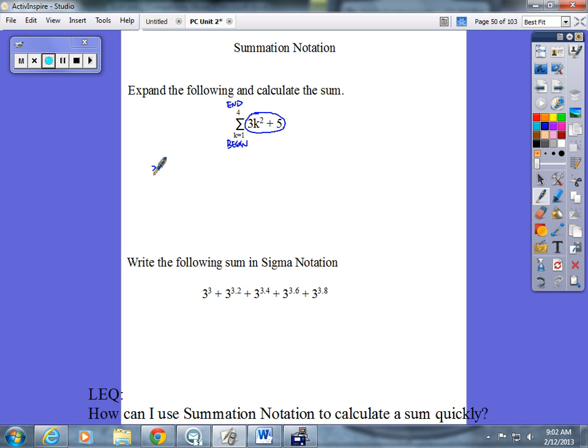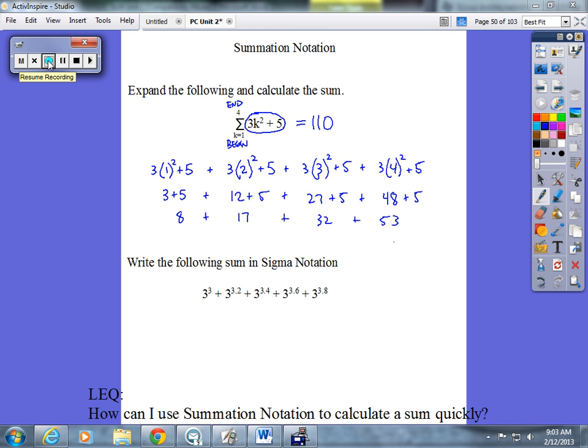So basically what I would do is I would start 3 times 1 squared plus 5, because it starts at 1, plus, and then I'm going to plug in 2. And then I'm going to plug in 3. And last I'm going to plug in 4. And then I would just determine and calculate that sum once I'm finished substituting all the numbers I need to. You can see that this ends up being a fairly tedious process without the help of the calculator. But once you have that program in there, the calculator will help a great deal.